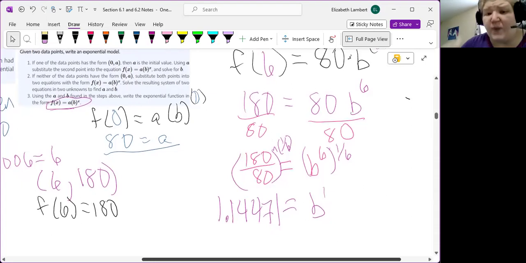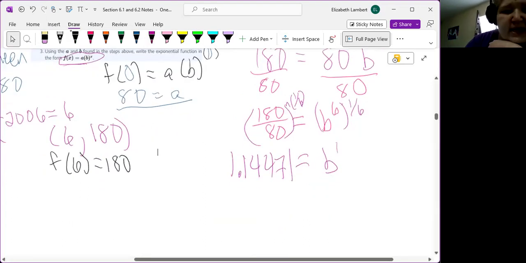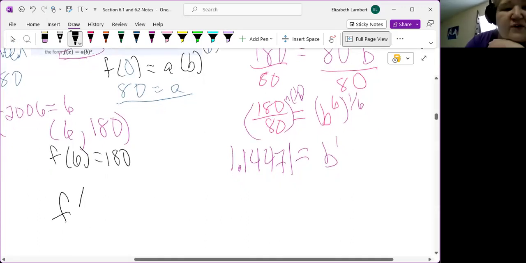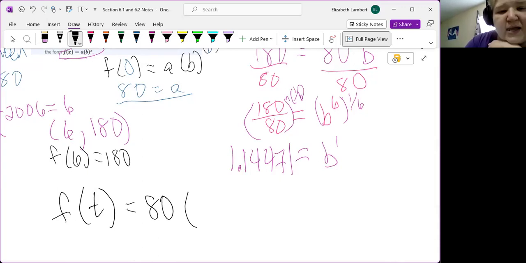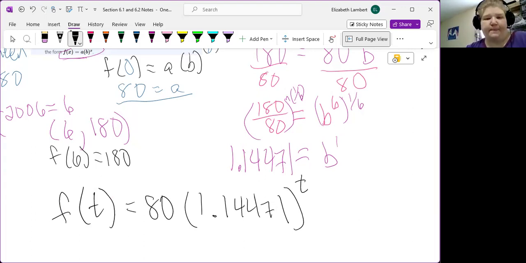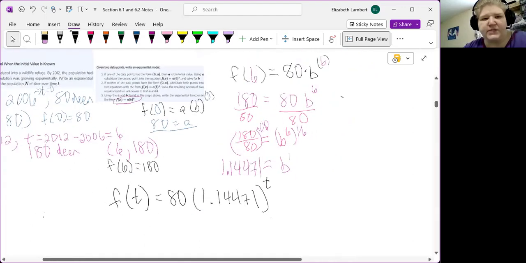So our final step is to actually write the function. I have something A equals, I have something B equals, so I can actually answer the question. F of t is going to be 80 times 1.14471, however many places you want, to the t. The 80 is exact because they gave us that number, but for the B value, just write however many decimal places sounds good.